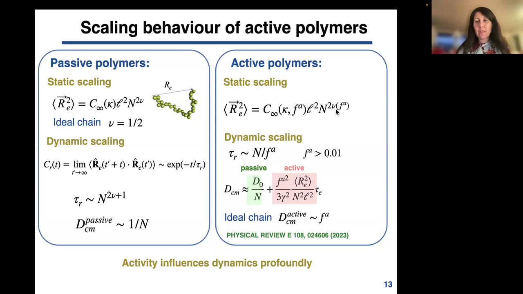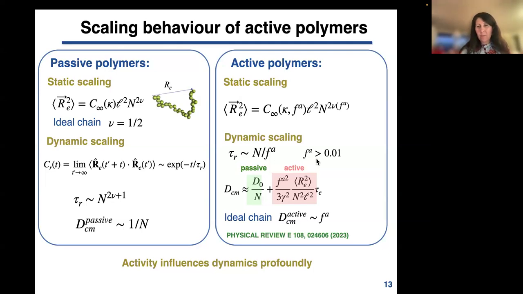Also, the scaling exponent can deviate from the passive case, and it can have dependence on active force. This is impressive for the case of self-avoiding walk, because you can see that it goes from 0.58 in 3D to a half, which is for ideal chain, simply because of activity. But what is most impressive is the dynamic scaling, because the rotational relaxation time now scales proportional to n. This is known from computation and some analytics, and it means that the polymer dynamic becomes faster, and that's why we want activity.